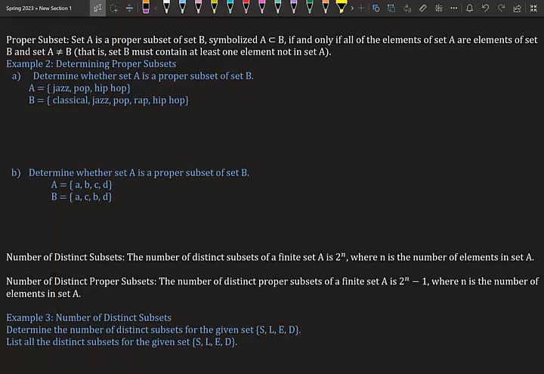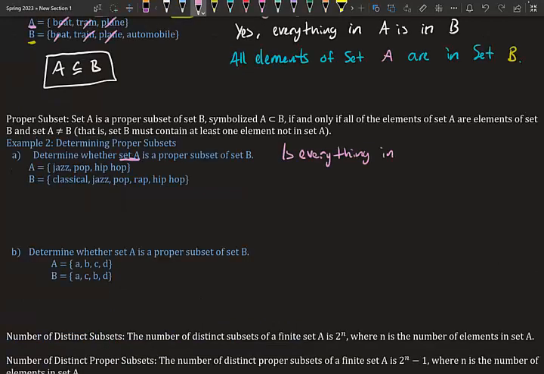Proper subset. Set A is a proper subset of set B, symbolized A ⊂ B, if and only if all the elements of set A are elements of set B, and set A is not equal to set B. So they cannot be equal for a proper subset, but they can for a subset. So what we're looking at here is, let's determine whether set A is a proper subset of set B. So what we're looking for is everything in A.